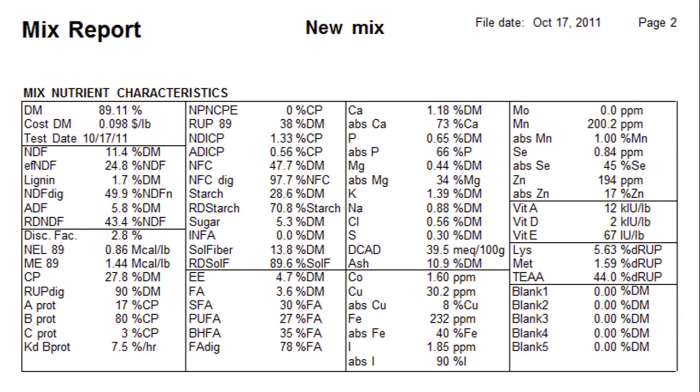If I then go to page 2 of the report, now I have that same summary that we saw earlier in an output format here, showing all the different information that we have in that feed mix in case you'd want to compare one batch to another if you start changing ingredients, for example.